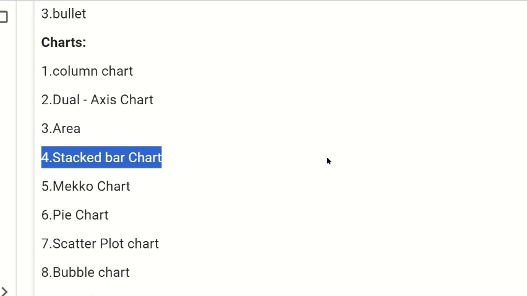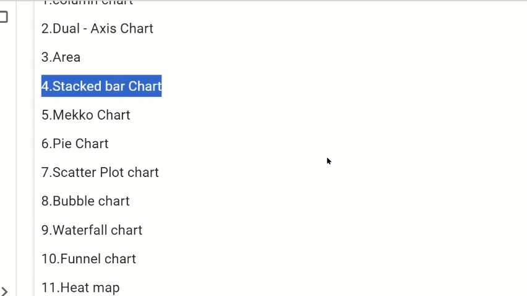Mico chart, I don't know Mico chart. Pie chart I know, and scatter plot. The Mico chart looks like a market map. I think it is used to combine data from multiple charts into a single chart. But this is not mostly used.